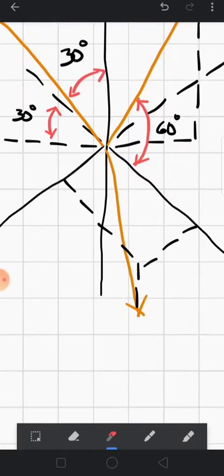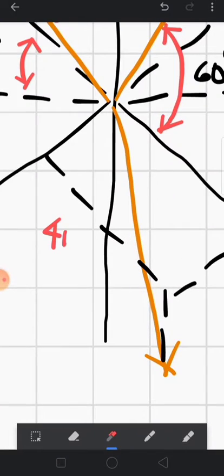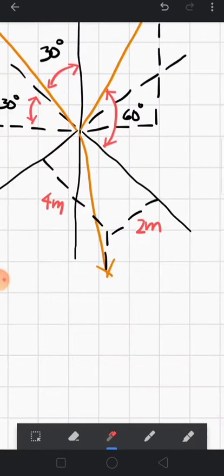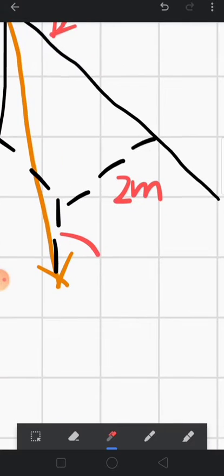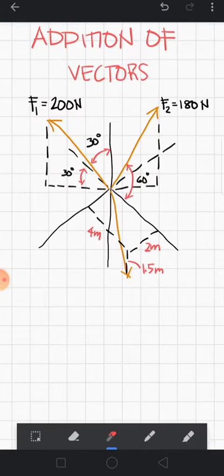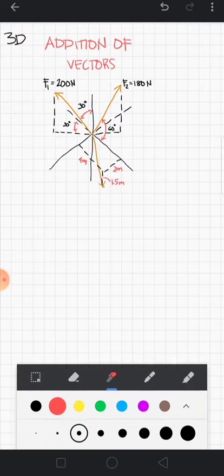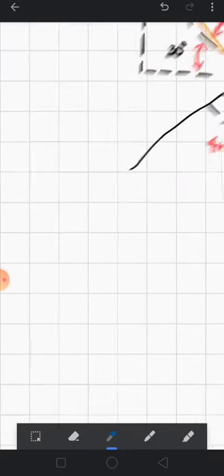But this time, kung katong sa una, it's only 2D, the XY plane. Now, we are dealing with the third axis, which is the Z axis. So all in all, we have three-dimensional because it's already the XYZ plane.